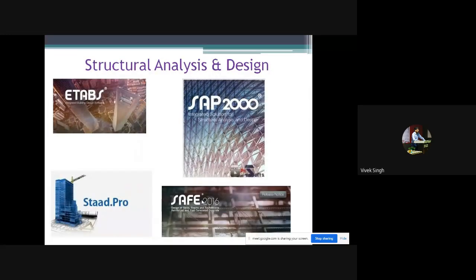Now, once you have modeled the structure, you would want to design it. You would want to see whether that structure is safe or not.